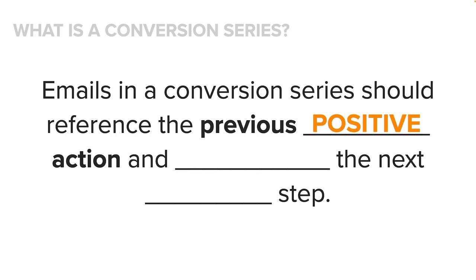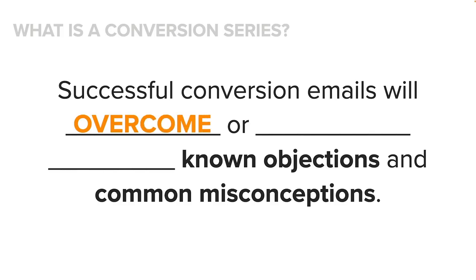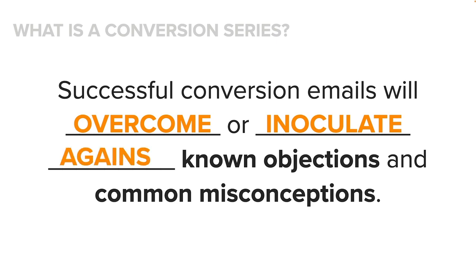Now, emails in a conversion series should always reference the previous positive action and prescribe the next logical step. We want to make sure that anytime the subscriber has done something that is beneficial, anytime they have said yes to something we've asked them to do, and anytime we believe and have every reason to believe that they received value from saying yes, we need to reference that. We're referencing back and saying, remember, you're getting this email because you did this and that was good for this reason, right?